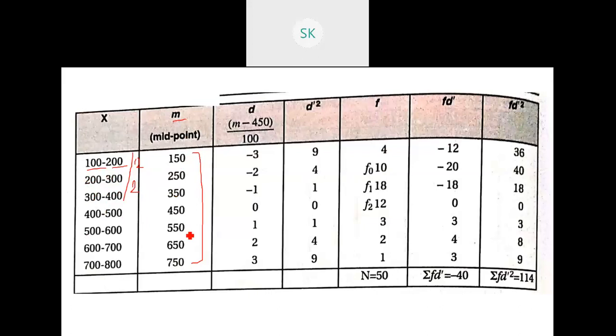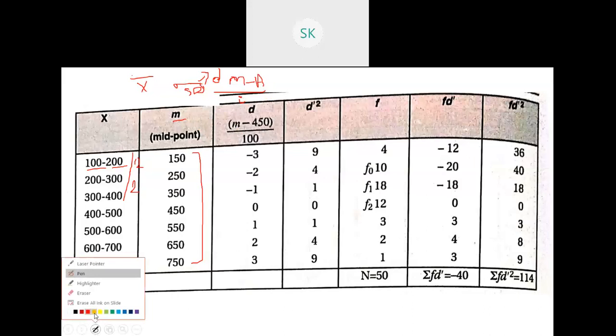Now after finding the midpoint, we are supposed to calculate x bar and standard deviation. For standard deviation as well as x bar, we have to know the values of d. d is nothing but deviations. We are using the step deviation method for calculation of standard deviation. If you remember, we have to calculate (m minus a) divided by i. This formula is used: m minus a divided by i. i is the common value, m is the midpoint, a is the assumed mean.